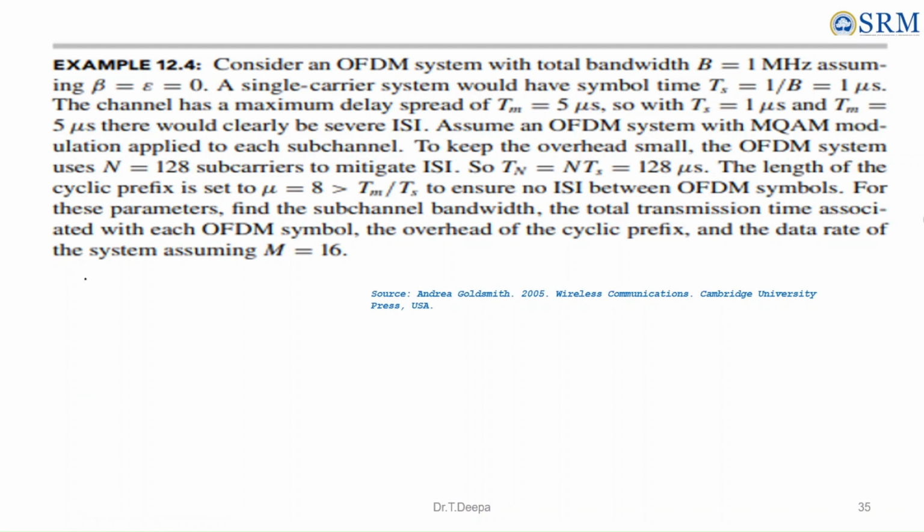Hello everyone, this is Deepa. We are going to see a problem related to OFDM system design. This problem is taken from Andrea Goldsmith, Wireless Communication. Given these OFDM system parameters, we are going to calculate the channel bandwidth, the total transmission time associated with each OFDM symbol, the overhead of the cyclic prefix, and the data rate of the system assuming M equal to 16. Let me draw the OFDM subcarriers with the frequencies.